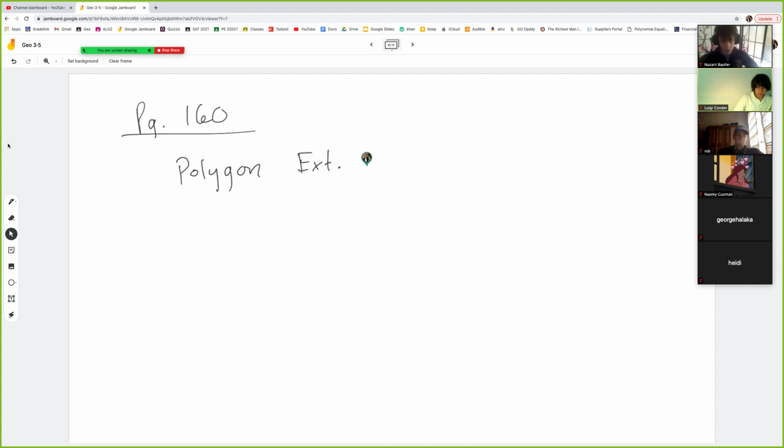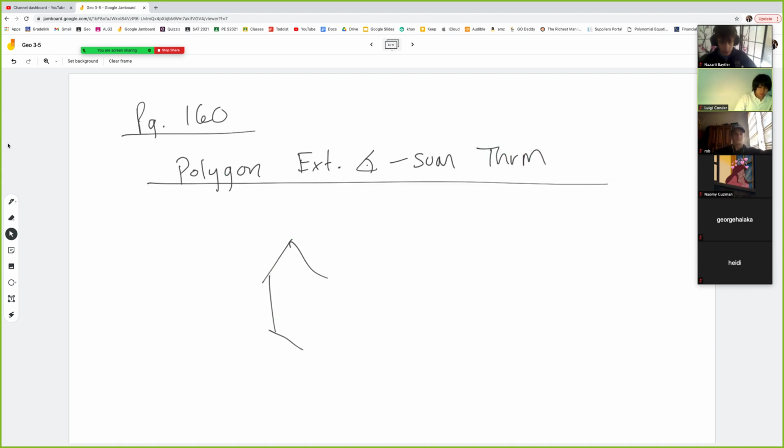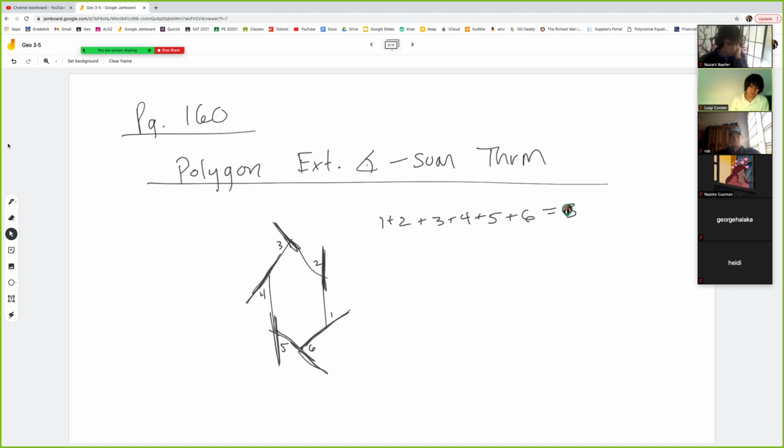On page 160 you see the polygon exterior angle sum theorem. What does this mean? If you have a hexagon, the sum of the measures of the exterior angles of a polygon, one at each vertex, is 360. So if we create an exterior angle like this, and you add 1, 2, 3, 4, 5, 6, you add all those angles up, 1 plus 2 plus 3 plus 4 plus 5 plus 6 equals 360 degrees.